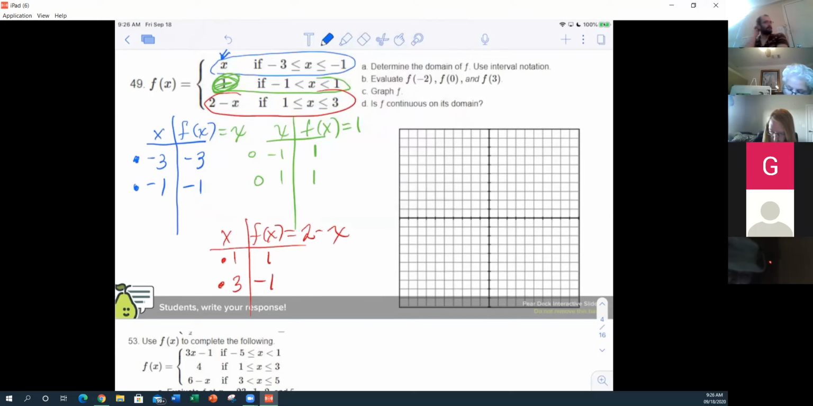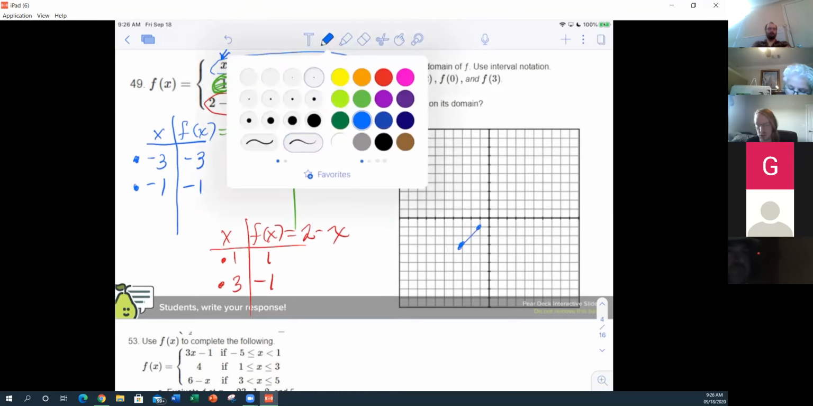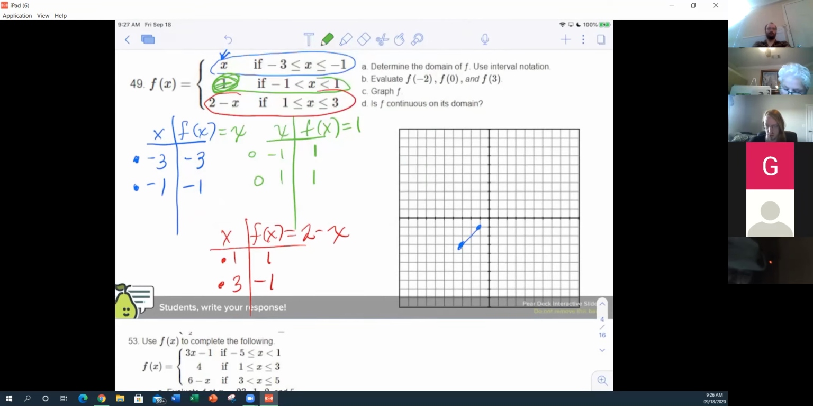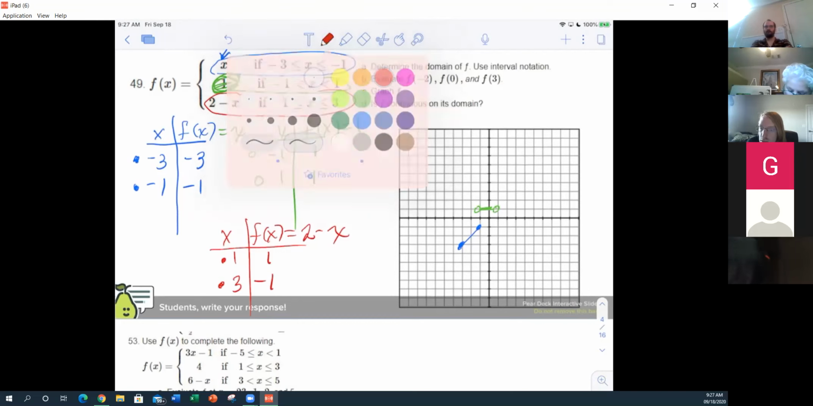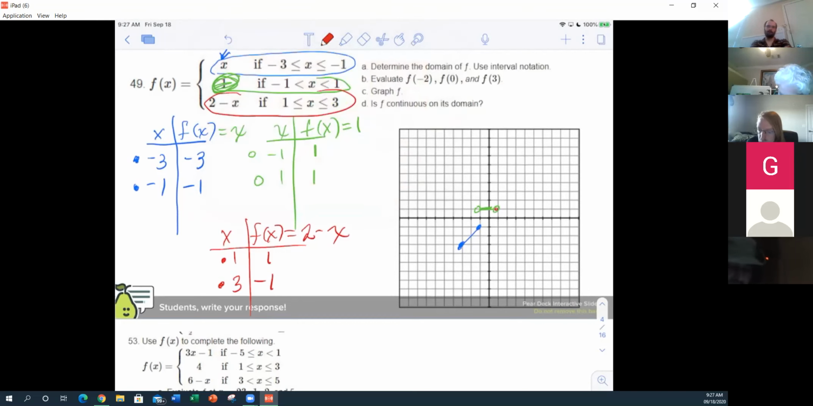So here, -3, closed dot, -1, closed dot. And then the second piece is -1, 1, and that's an open dot, and 1, 1. They're both open dots. And then finally, 1, 1, and 3, -1. Okay, so that's what this thing looks like.